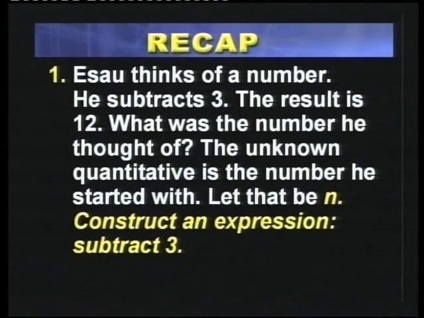So looking up now on the PowerPoint, the problem reads, Esau thinks of a number. He subtracts 3. The result is 12. What was the number he thought of? The unknown quantity is the number he started with. I know you have gone through this, but we have to go through it again.